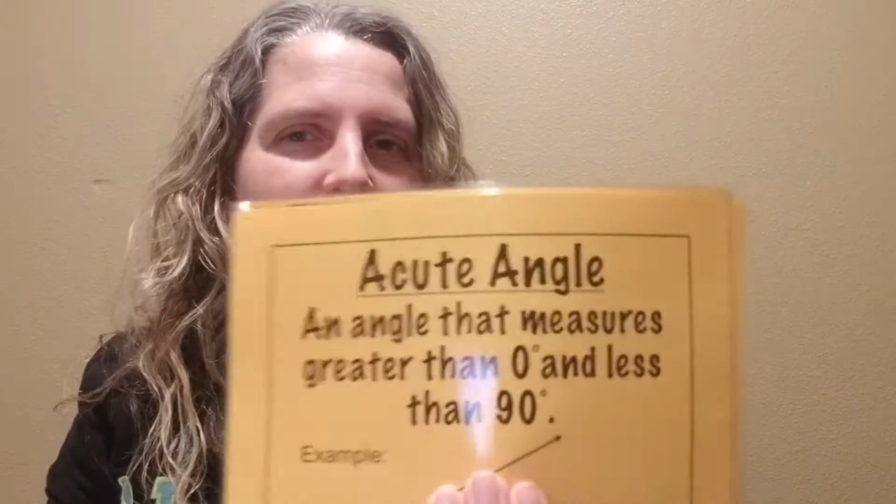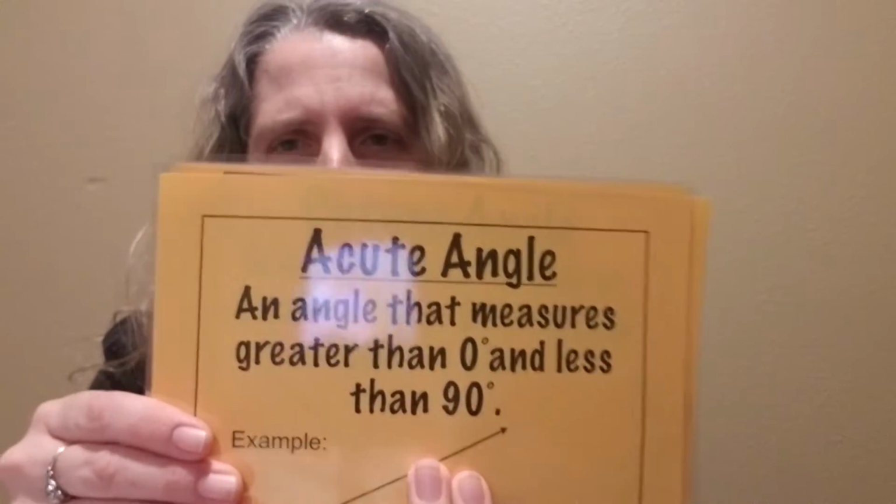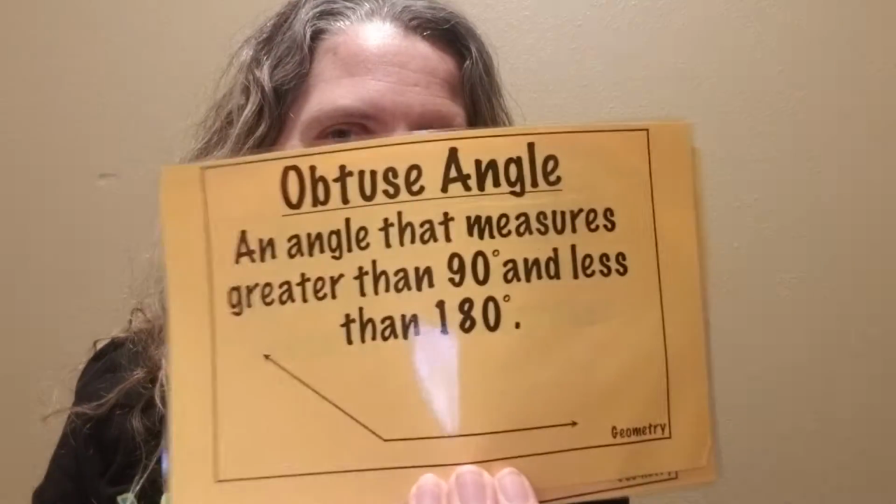What is an angle that measures greater than 0 and less than 90 degrees? So if this is my right angle, it's smaller than that. It's like a little baby. Acute. It's such a cute little angle, acute. Okay, and what's the angle that measures greater than 90 degrees and less than 180 degrees? Obtuse.